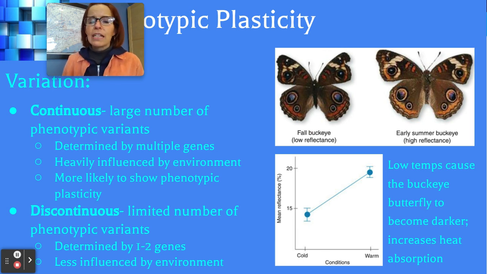So if you wear, for example, a dark jacket on a cold day and you're out in the sun, you'll feel warmer than if you wear, say, a white jacket on a cold day and the sun hits it. The sun reflects off a white jacket. All right, so those are all examples of phenotypic plasticity.